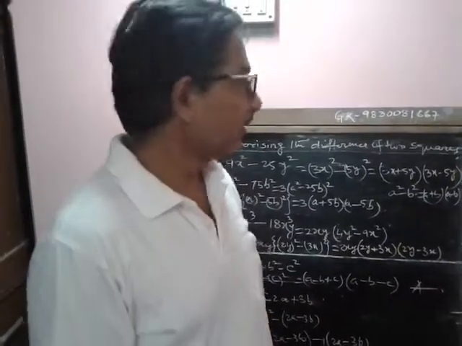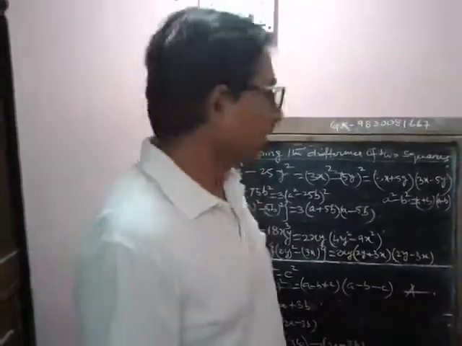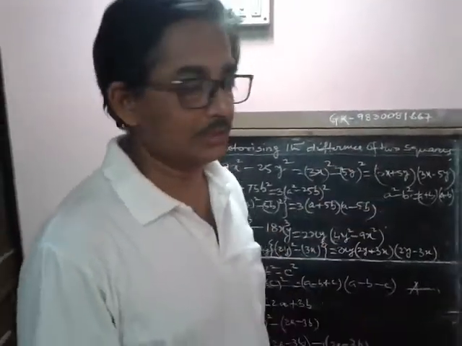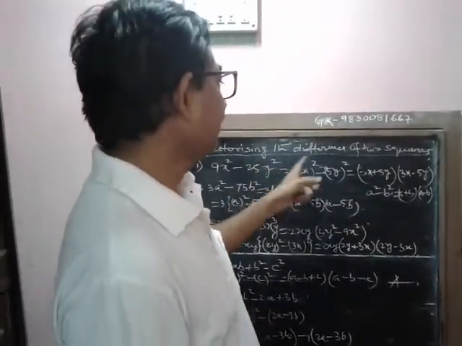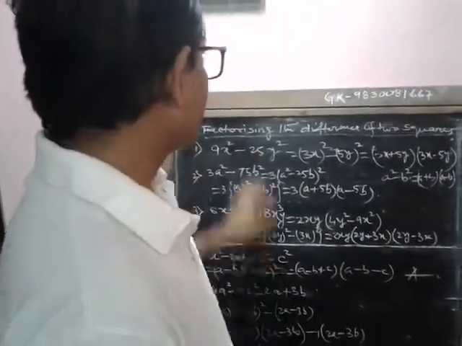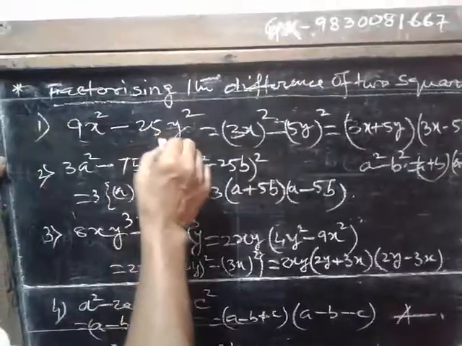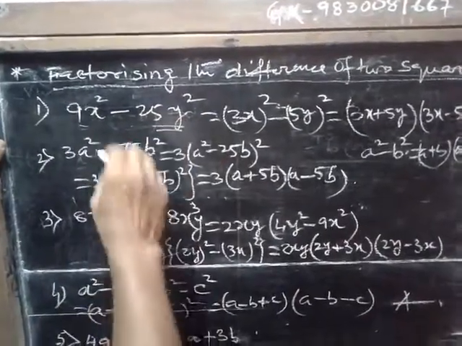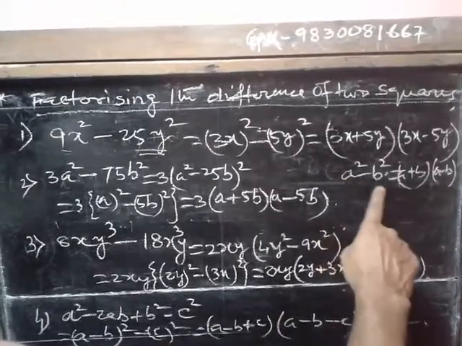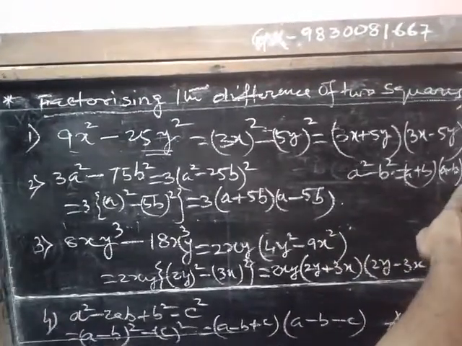Hello students, today we will learn another method of factorization of polynomials. This method is the difference of two squares. For example, 9x square minus 25y square. Here we are using the a square minus b square formula. You know a square minus b square equals a plus b into a minus b.